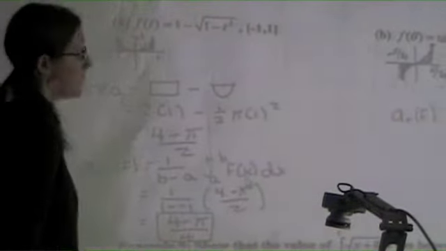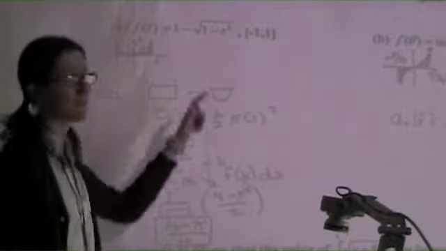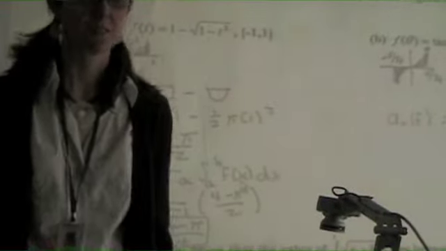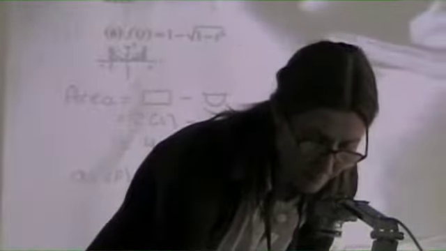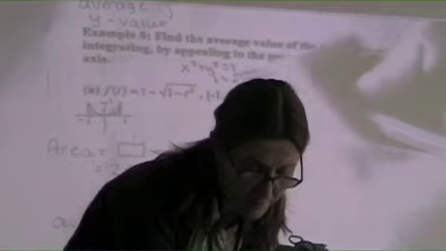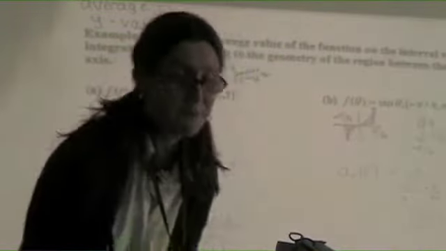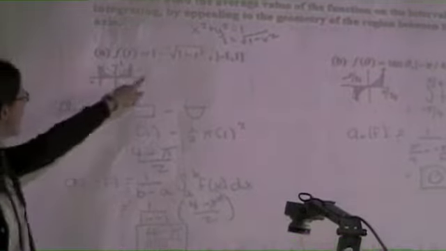How are we supposed to know that that is a semicircle? Because you know the formula x squared plus y squared equals r squared? In this particular case, r is 1 if you solve for y. So this is a formula that you just start recognizing. It's only part of it, it's the positive portion of it.